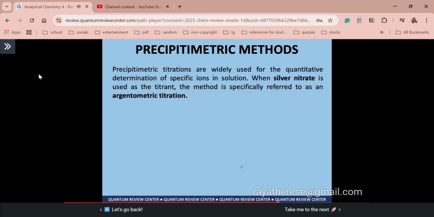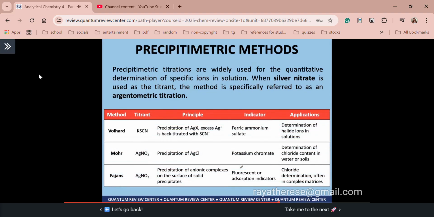So class, what you saw there is the Mohr titration, the Mohr method. When silver nitrate is involved as the titrant, we also call this an argentometric titration, because silver is argentum. Okay? So class, that was Mohr titration. The titrant is silver nitrate. The principle is precipitation of silver chloride, since chloride is its analyte.